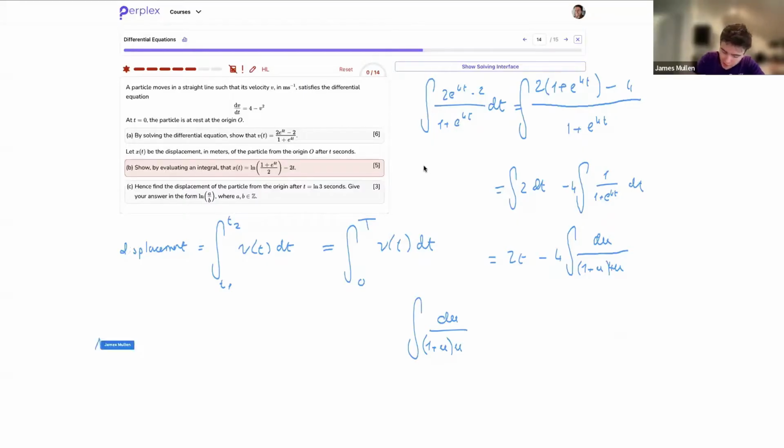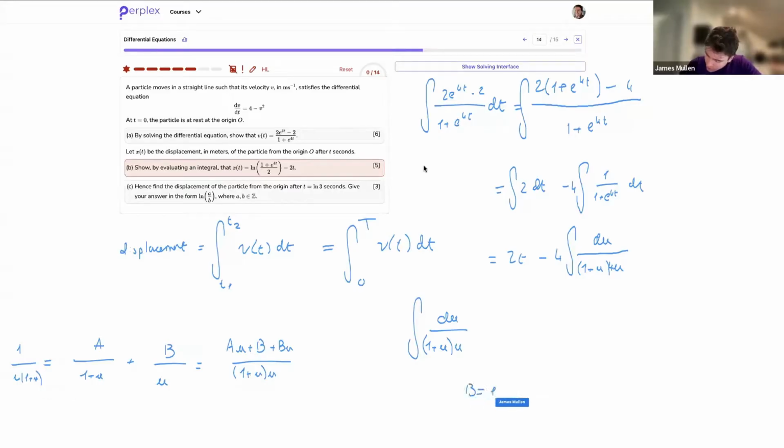I'm going to have a over 1 plus u plus b over u is equal to au plus b plus bu over 1 plus u times u, and I can immediately tell because I'm supposed to get 1 over u times 1 plus u, that I have b is equal to 1, and a plus b is equal to 0, so that a is equal to negative b, okay? A is equal to negative b.